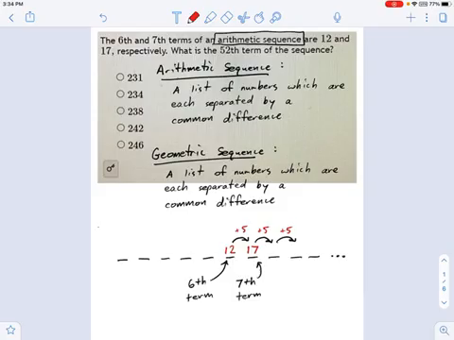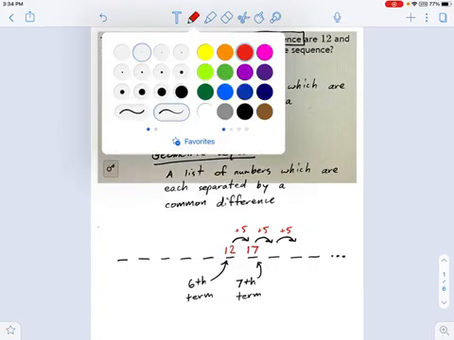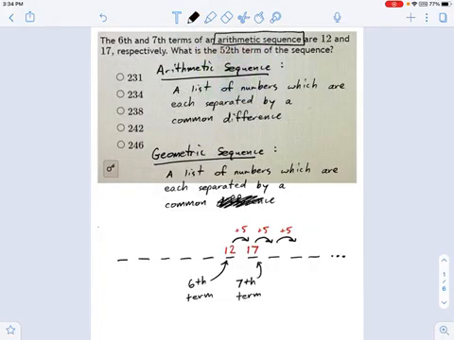Now, there's another type of sequence out there, a popular one called geometric sequence. And, whoops, forgot. This is not a common difference with the geometric sequence. It's a common ratio. But we're not dealing with that one, so I'm just going to focus on arithmetic.